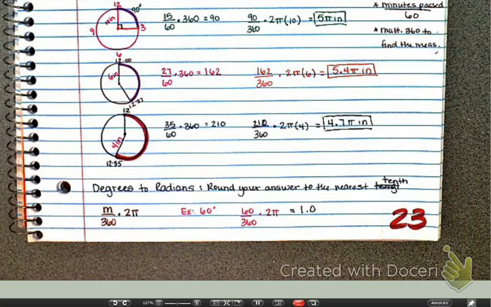Round your answer to the nearest tenth. Make sure you read the directions, because if it says round to the nearest tenth, that means you're going to multiply through by pi. If it says leave your answer in terms of pi, you literally leave pi in your answer. Okay? Questions?